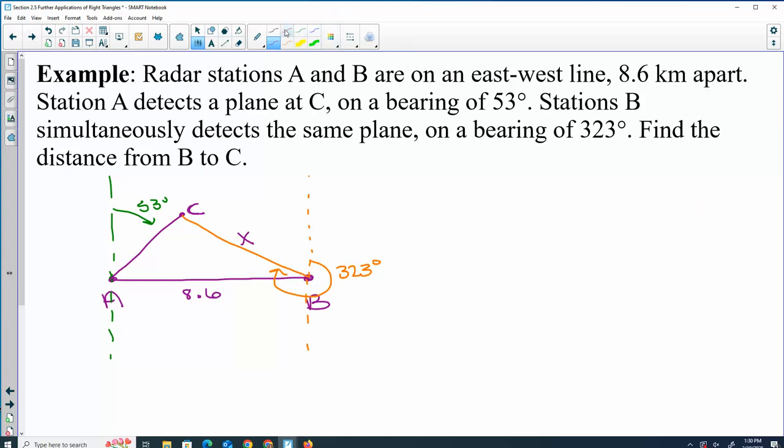What we do know is that this was an east-west line. If you have an east-west line and a north-south line, they form a right angle. So if this angle is 53 degrees, 90 minus 53 is 37 degrees. And we could use that to find this angle over here as well. Because if this is an east-west line and north-south line, how far is it from here to here?